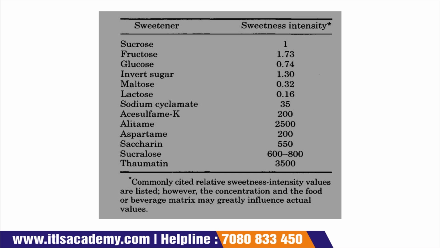Sweeteners, sweetness intensity. If we use sucrose as a sweetener, then the sweetness intensity is 1. Fructose has 1.73. Glucose has 0.74. Invert sugar has 1.30. Maltose has 0.32. Lactose has 0.16. Sodium cyclamate is 35. Acesulfame K is 200, alitame is 2500, aspartame has 200, saccharin has 550, sucralose has 600 to 800, thaumatin has 3500.